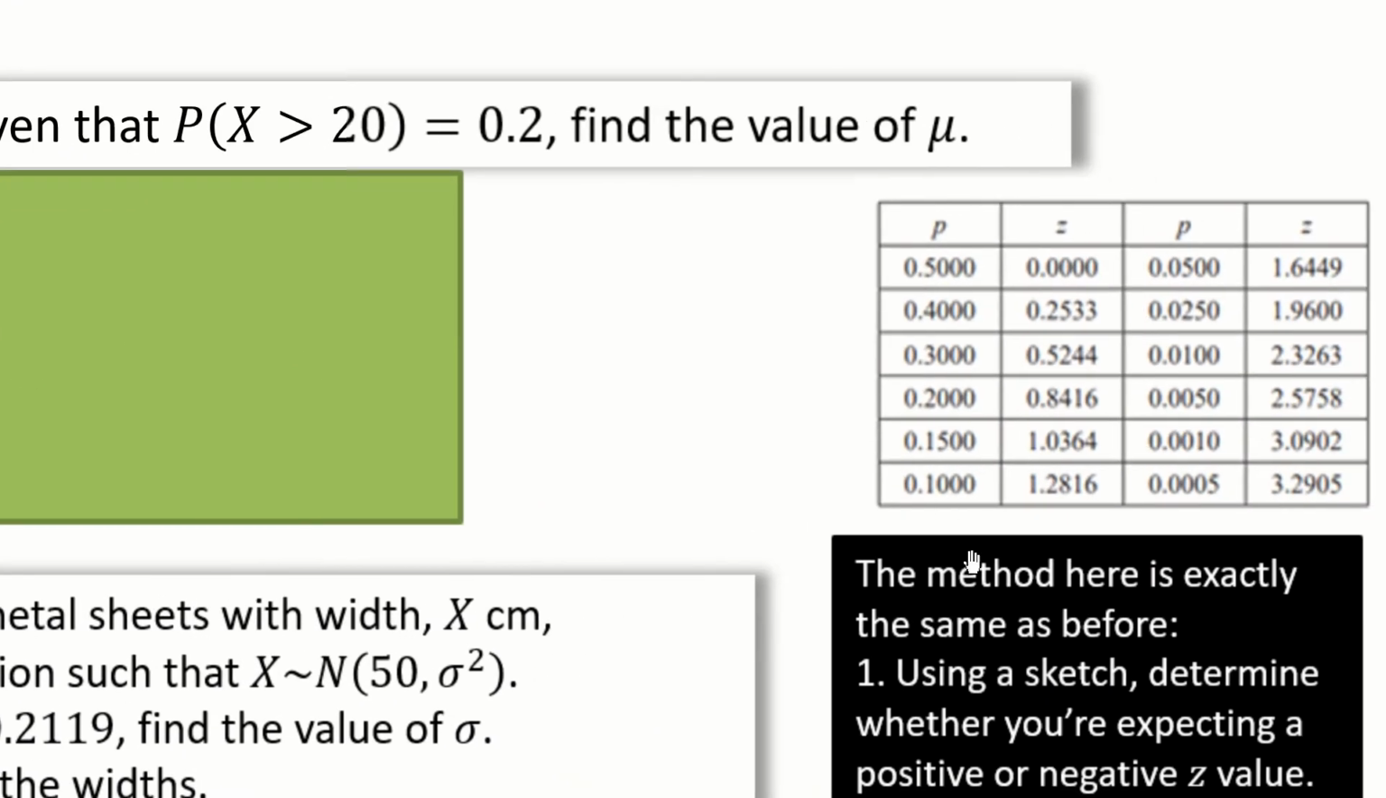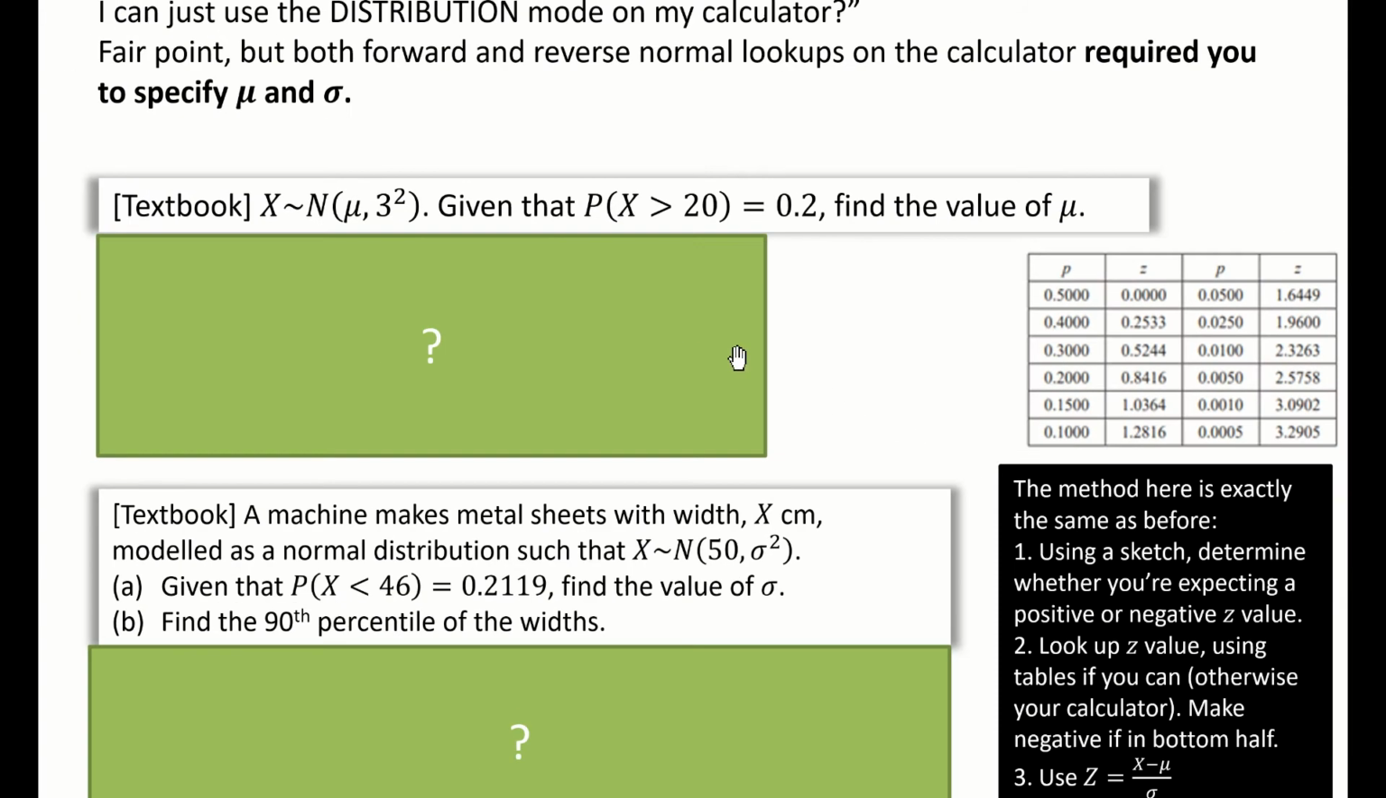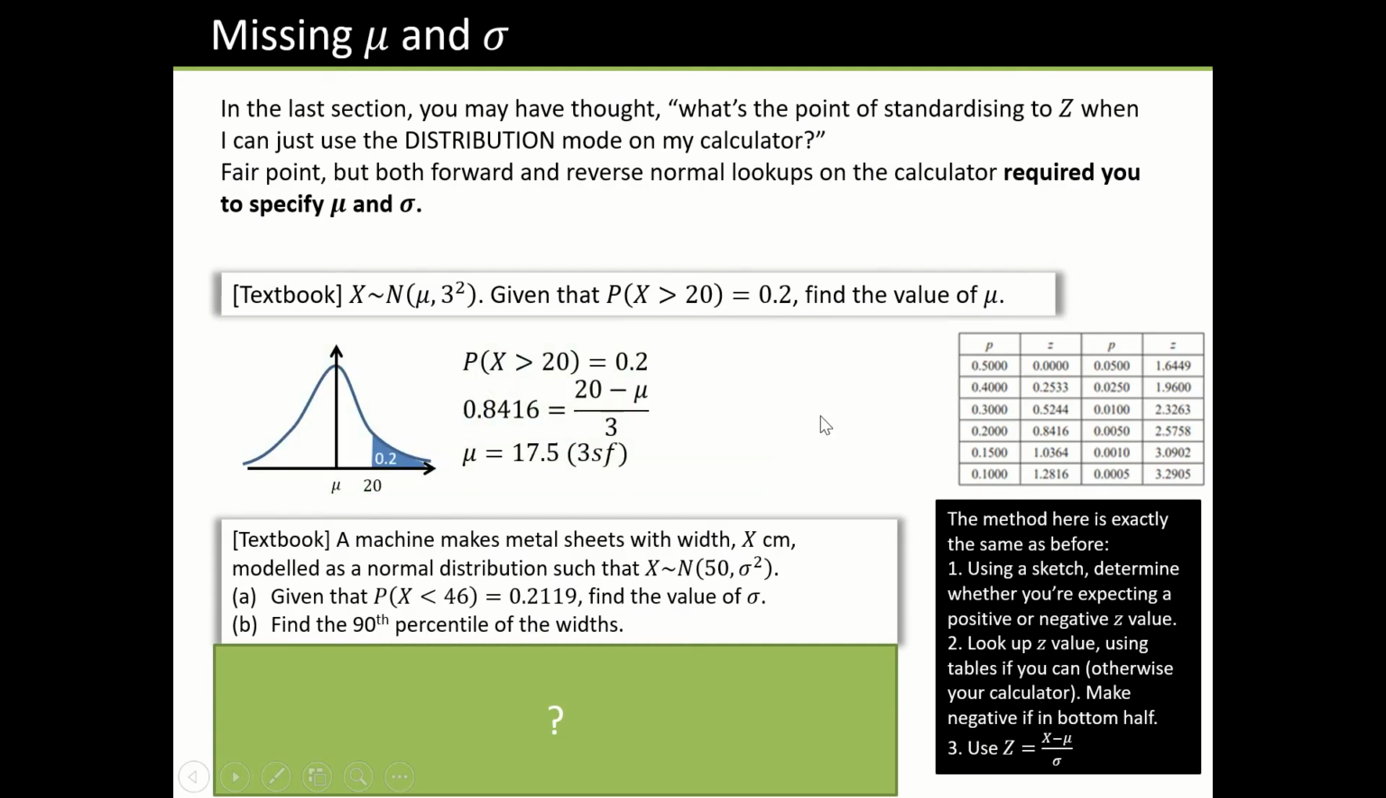So looking at that, for 0.2, our Z equivalent will be 0.8416. We can then equate the X value of 20 with the Z value of 0.8416, and use our formula and say that 0.8416 is our 20 minus our mu, divided by our sigma. In doing so, as we only have one unknown, we can now rearrange the equation to solve for mu. Go ahead and see if you can give the next one a try.